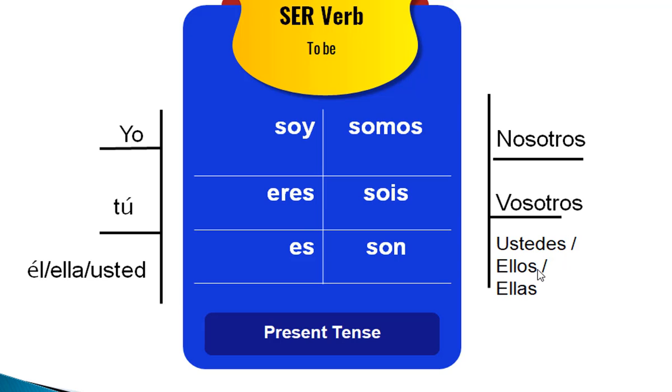Now over here, one more thing to notice, this ellos and ellas. Ellos is for a group of men, ellas is for a group of women. And if we are talking about a mixed group, we will refer to them as ellos. And all these conjugations are applicable for present tense only. So I am doesn't stand for I was. For the past tense and the future tense, we have separate conjugations.